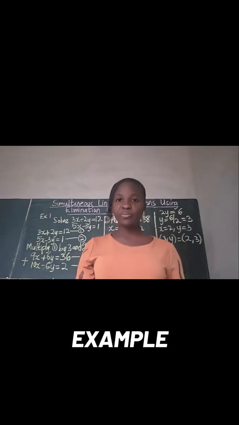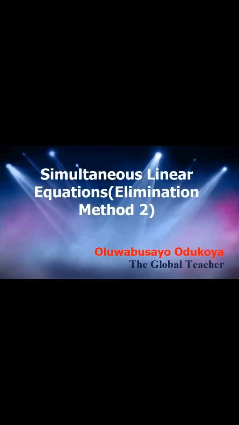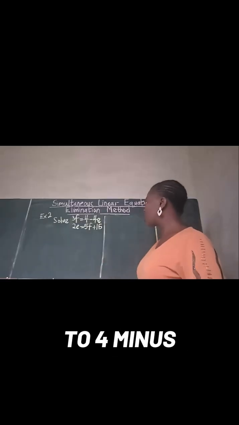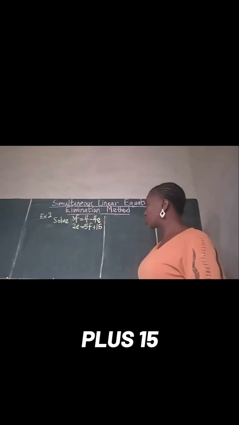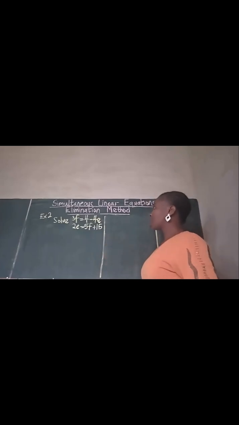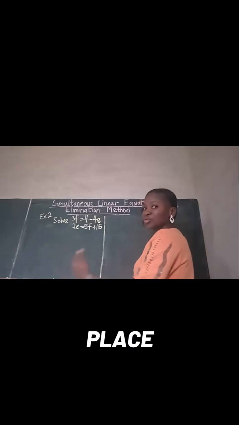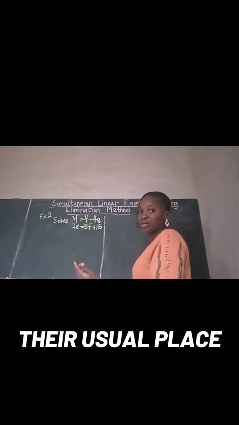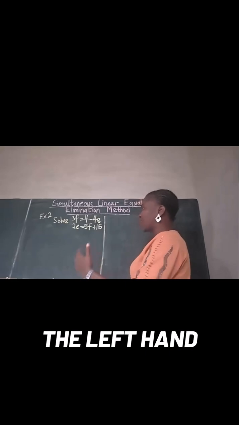Another example. 3f equals 4 minus 4e, 2e equals 5f plus 15. So we are going to rearrange these equations by making the unknowns to be at the usual place, which is the left hand side. So let's move the unknowns to the left hand side.